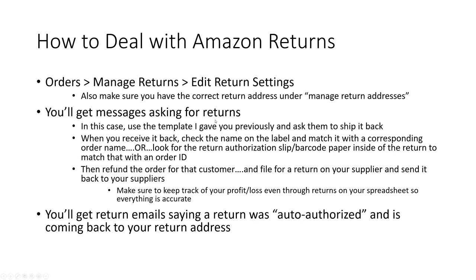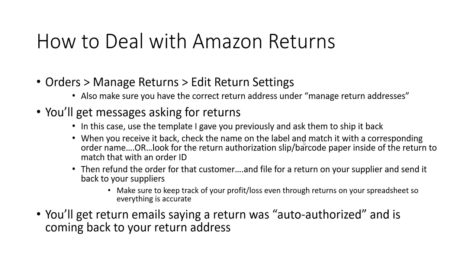You'll get messages in your Seller Central messages sometimes asking for returns. In this case, use the template that I gave you previously and ask them to ship it back, right? When you receive it back, check the name on the label and match it with a corresponding order name, or look for the return authorization slip or barcode paper. Every Amazon return has, or should have, one of those inside the return that you can then match with an order ID.